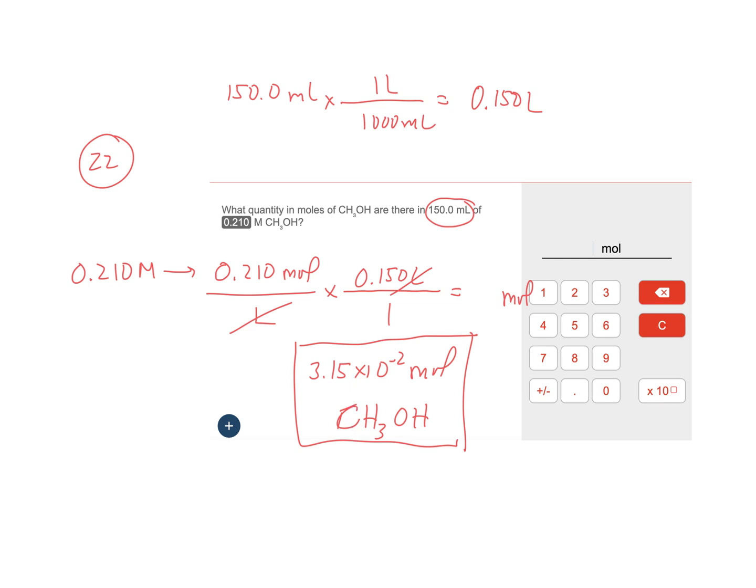So hopefully that helps for Chapter 3 homework. I know there's a lot of calculations in that, but this really is the essential material for general chemistry.